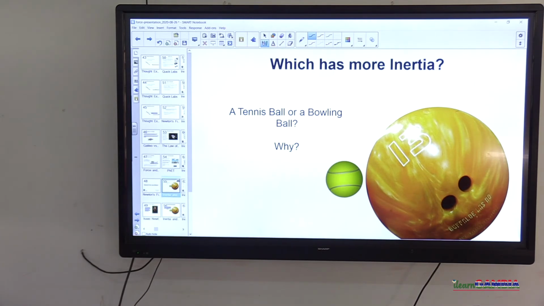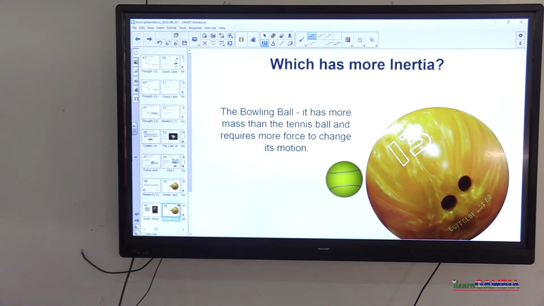So we say a tennis ball or a bowling ball. I'm asking you, which one has more inertia? Is it the tennis ball or the bowling ball? Which one has more inertia? And I'm asking you why. The answer is the bowling ball. It has more mass than the tennis ball and requires more force to change its motion.